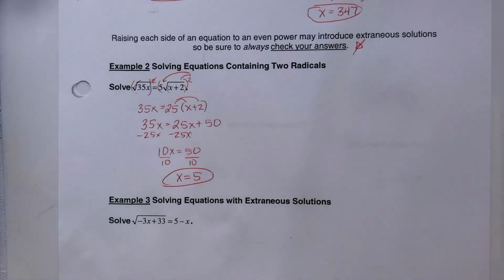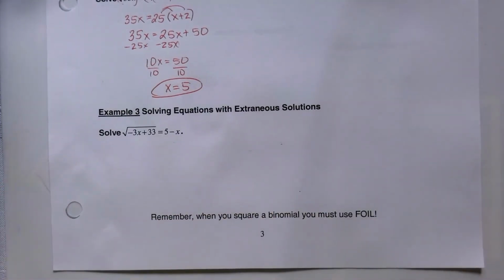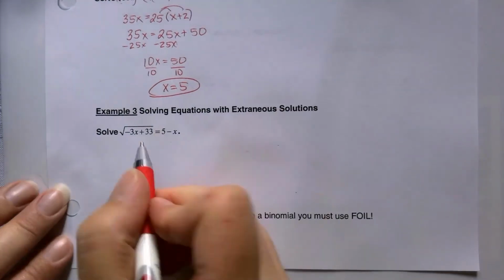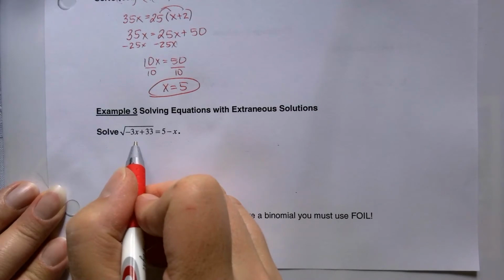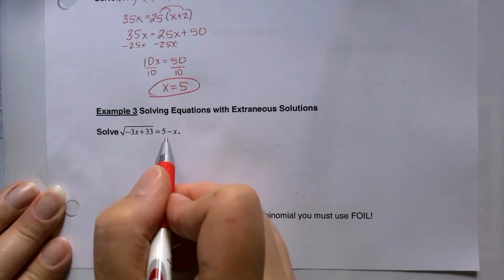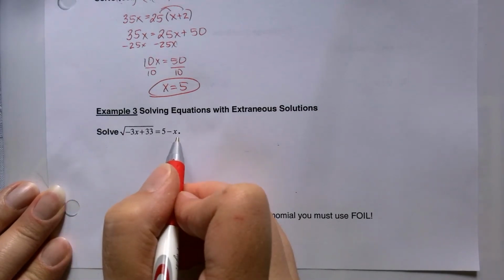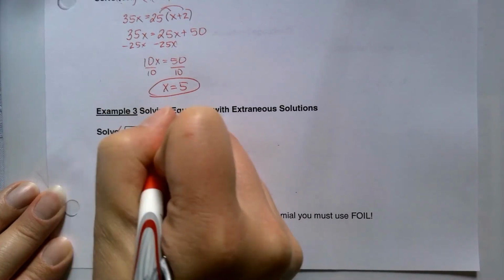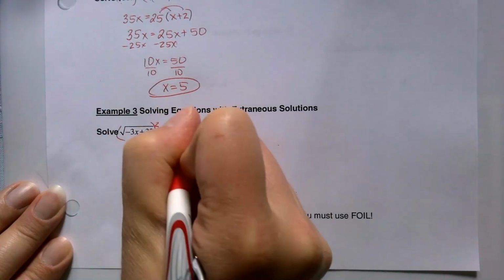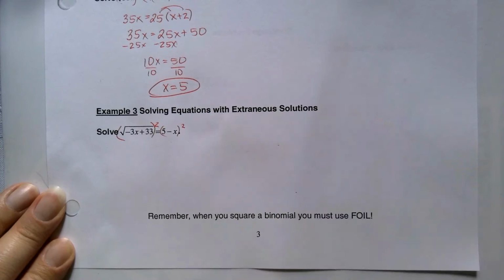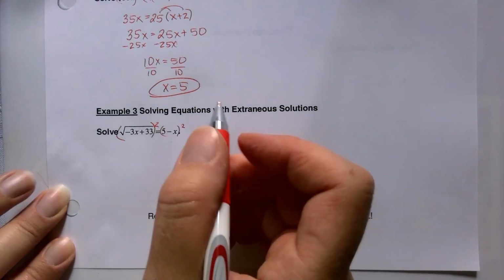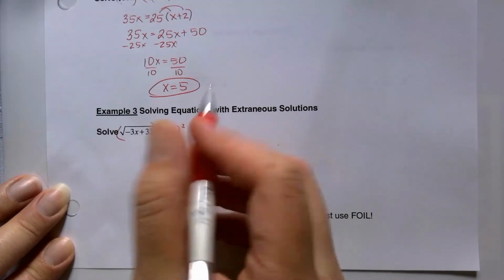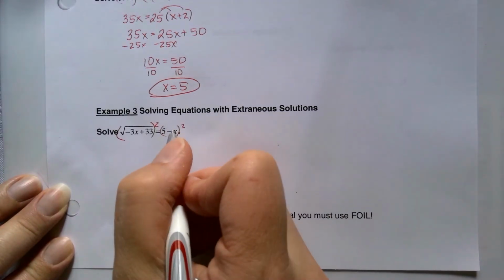All right, we have another example here. Now, I only have the root on one side and it's isolated, but I have more than one term over here, and that's what's different. So when I go to do this, I'm still going to square this side and square that side. The issue we need to remember is what I talked about a little bit ago: I can't distribute a square over addition and subtraction.